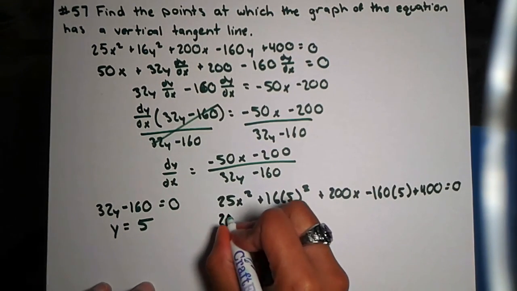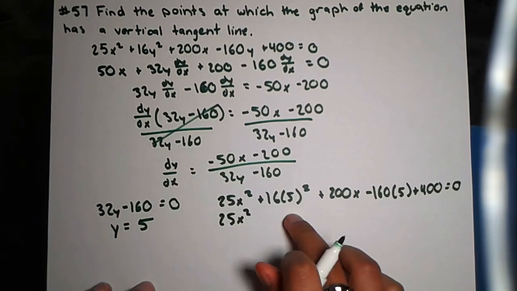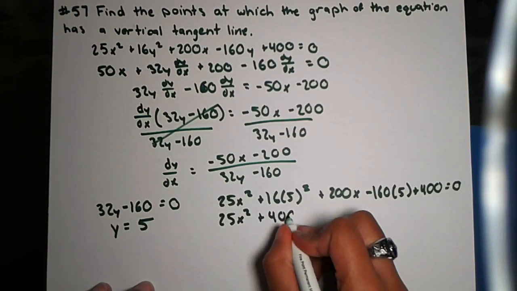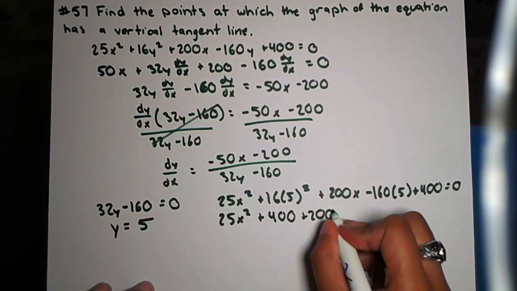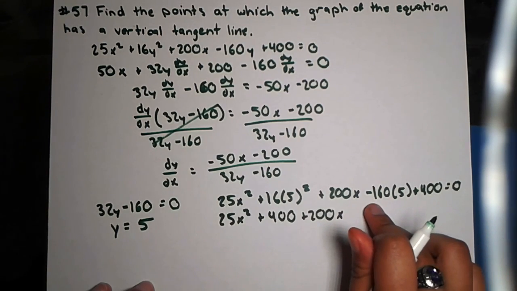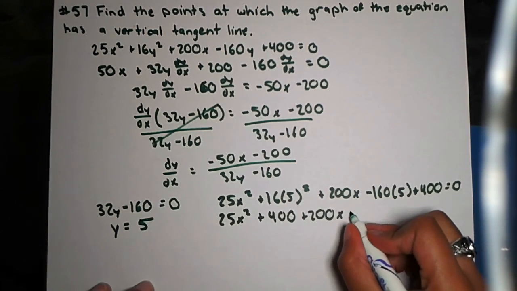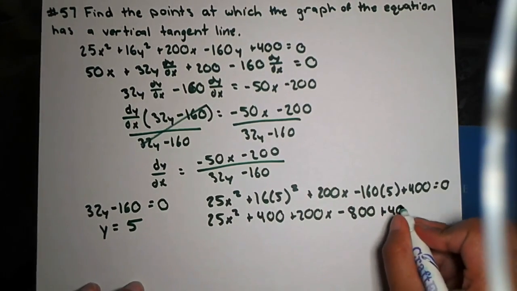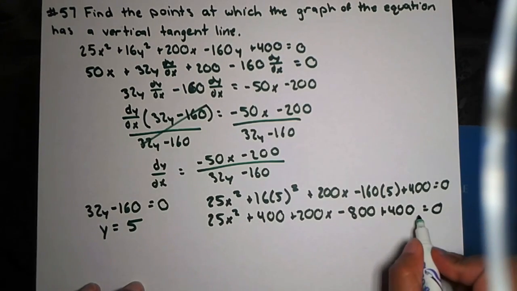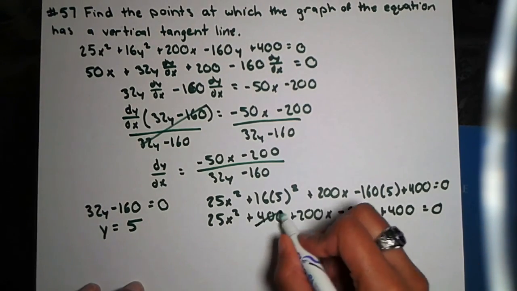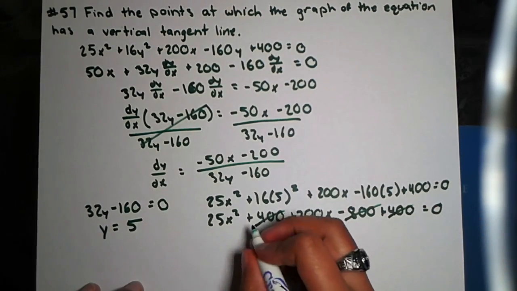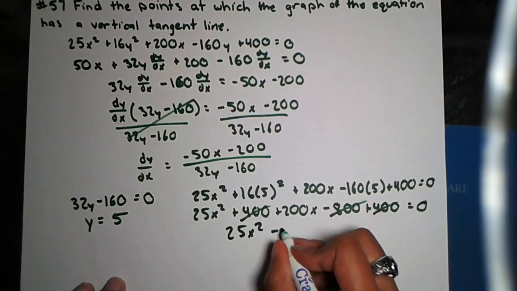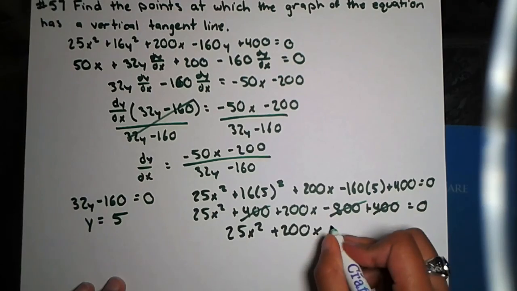So you'd still have 25x squared. 5 squared is 25 times 16 is 400, plus 200x. 160 times 5 is 800, plus 400, plus 0. 400 plus 400 is 800, and 800 minus 800 is 0, so those cancel out, and you're left with 25x squared plus 200x equals 0.